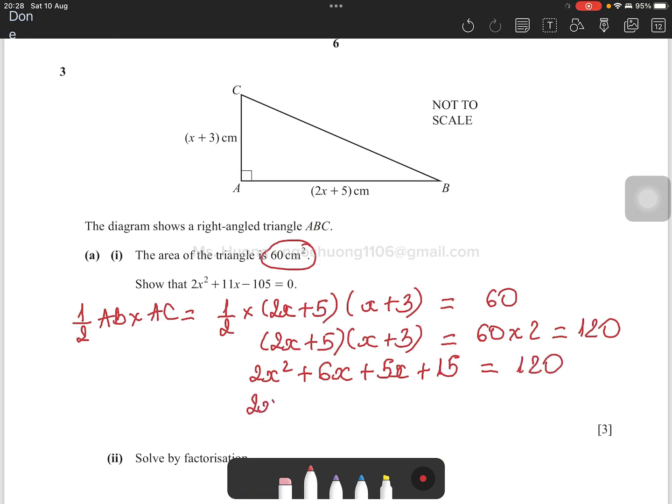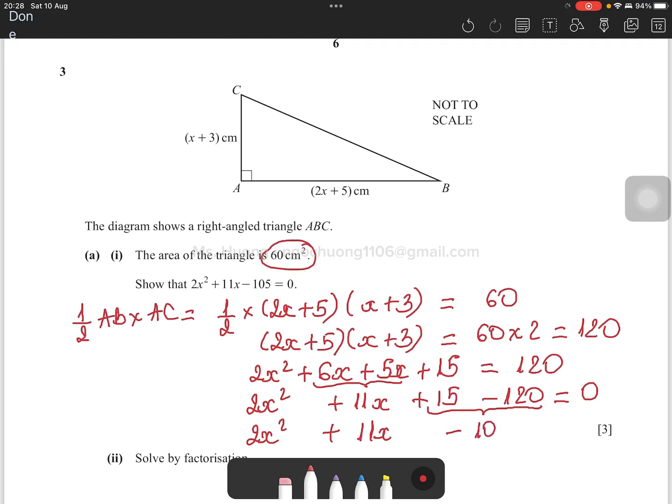Now continue to simplify this. 6x plus 5x is 11x. And I also subtract both sides by 120, so the right-hand side is 0. Finally, 2x squared plus 11x, and now 15 minus 120 is negative 105, equals 0. And this is what we need to show.